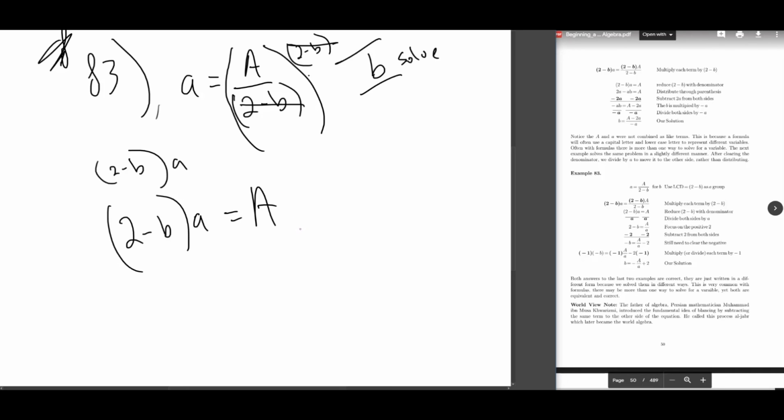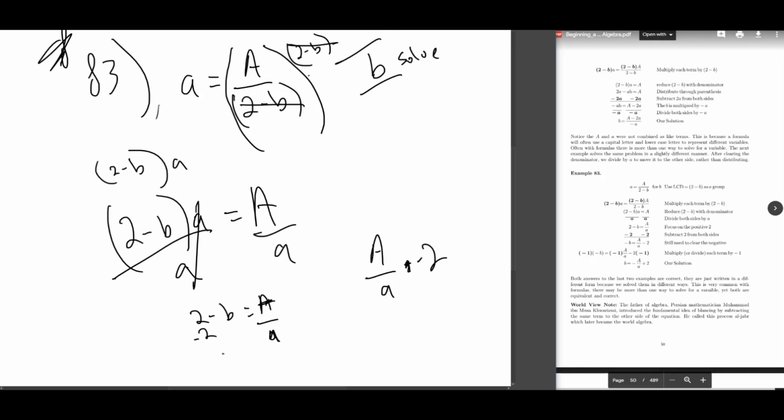Okay, so what do we do first? Well, I would divide both sides by little a, and then I'd be left with 2 minus b equals large A over little a. Remember, A's are different in algebra. If they're capital or they're lowercase, it's a different letter. And then I just got to get rid of the 2, right? So I'm going to stick that 2 on the other side. So it's going to become A over little a minus 2, because here I have to do minus 2. And I'm left with minus b here. So minus b equals A over a minus 2.